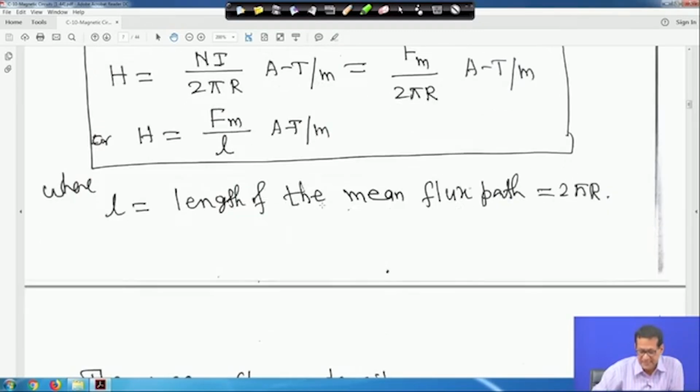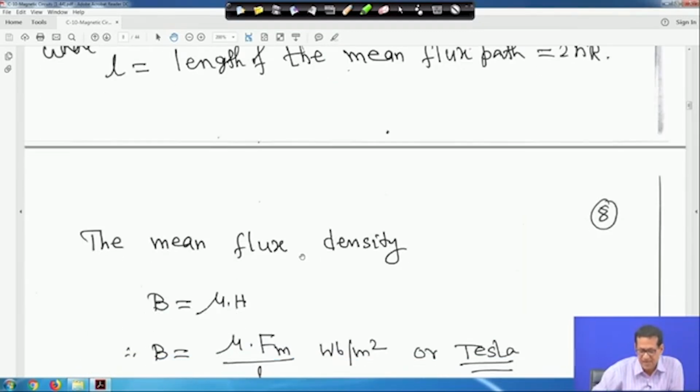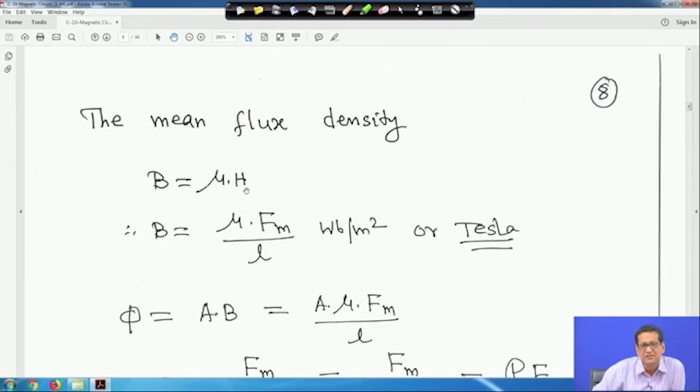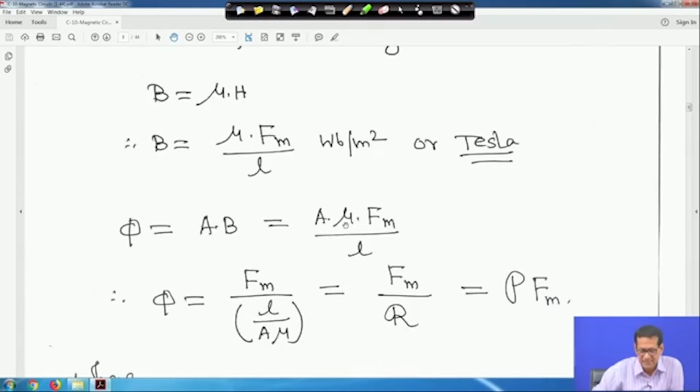Next is the mean flux density. We know B is equal to mu into H, but H is equal to Fm upon L. So B is equal to mu into Fm upon L, in Weber per meter square or Tesla, either of these is the unit. Now flux is equal to A into B, where A is the cross sectional area and B is the flux density, and B is equal to mu Fm upon L.